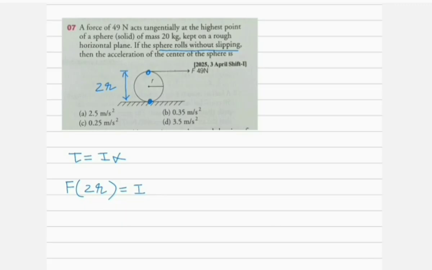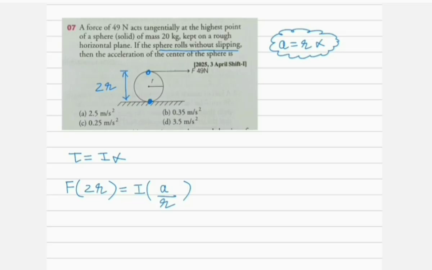Okay, we can do one thing, students. We can try to eliminate alpha from here. Do you know that a will be equal to r alpha? Yes, students. What do you say to this? This is the relation between linear and angular acceleration. A is equal to r alpha. So instead of alpha, can I use, students, a by r? Can I do that? It is a by r.